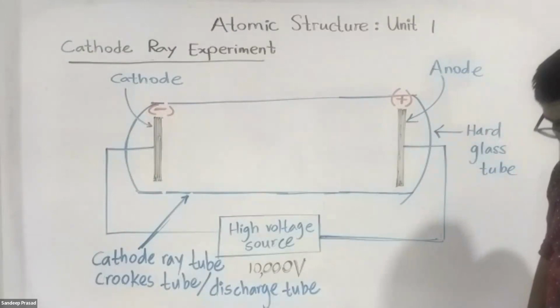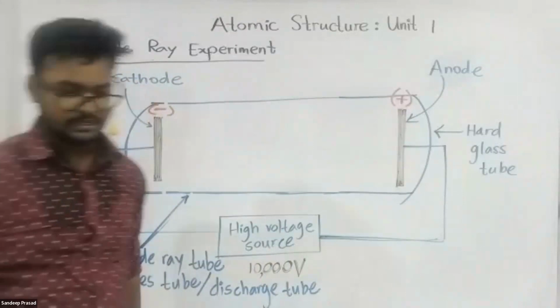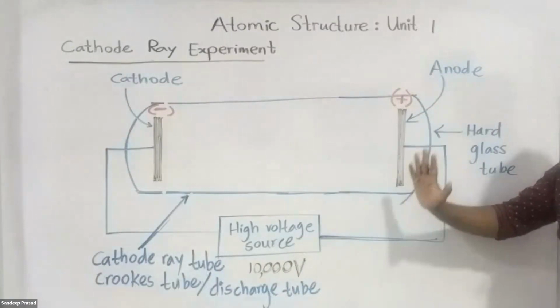Do you know what happened actually? What is the observation? Now this is an experiment, right? In an experiment, we have the experiment, we have the observation, and we have the conclusion. So this is the experiment they have conducted, right? I have explained the experiment here. What is the setup and what is going to happen? Tell me what is going to happen.